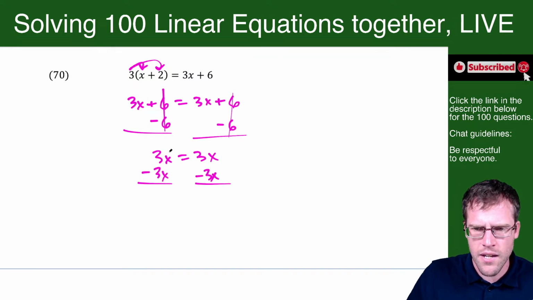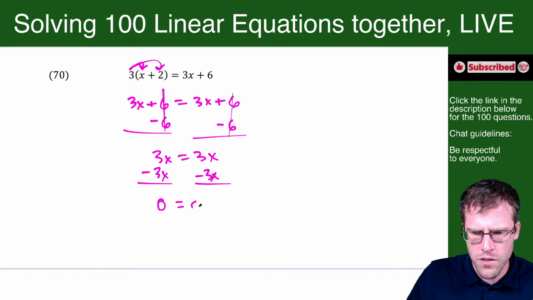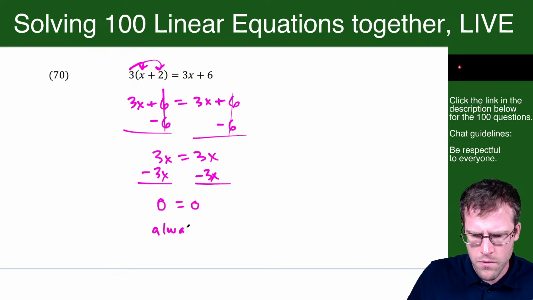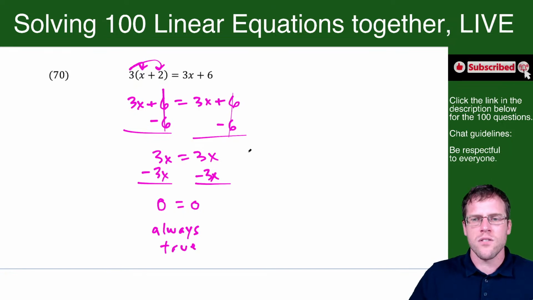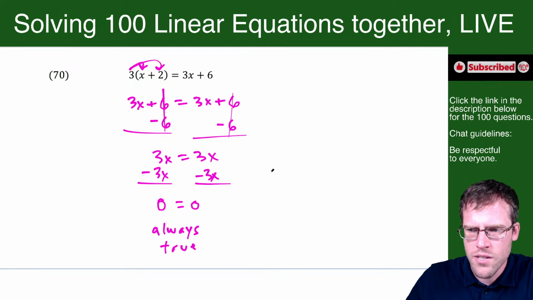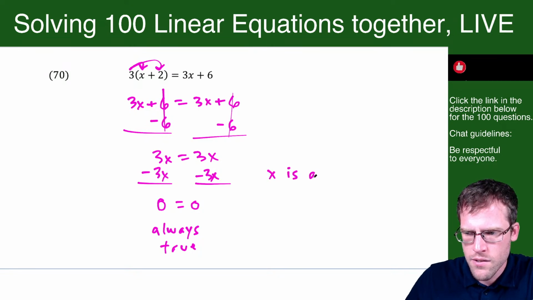And now at this step, you're going to have 0 equals 0. And this is always true. All right, 0 is always equal to 0. So that means infinite solutions here. A nice way to say this is you could say x is any real number.